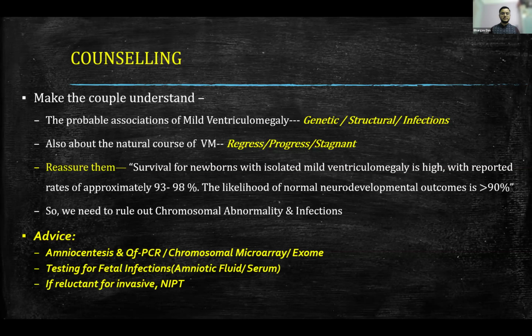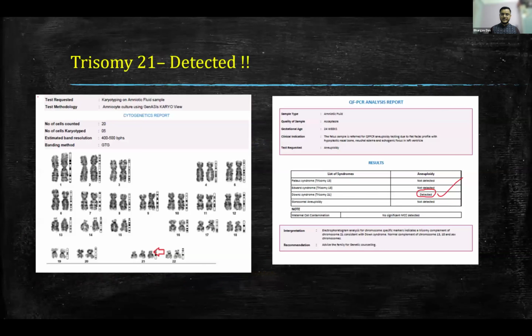So we advise the patient to undergo amniocentesis and karyotyping and other genetic analysis. Also, we need to rule out fetal infections, that can be done from the serum as well as amniotic fluid. And if the patient is reluctant, we give the option of NIPT. So in our case, the patient agreed for amniocentesis, and because our gestational age is around 23 weeks, we are running short of time. We asked for a QF-PCR to get a quick report, and trisomy 21 was detected.